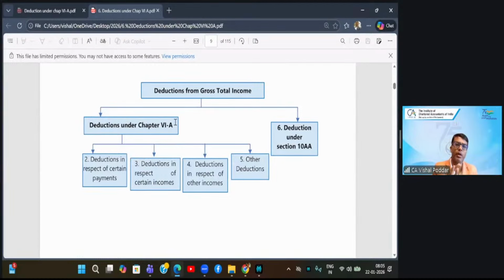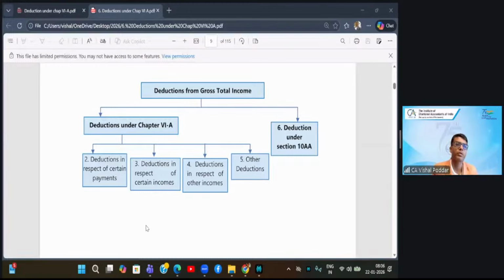So up to previous chapter, what we studied, we first studied different heads of income, then we studied clubbing, and then in the previous chapter, you studied that whenever there are losses, you will set off the loss, and then you will get the total of all 5 heads. That total of 5 heads is called as gross total income. Now, from this total, you will subtract deduction under chapter 6A and deduction under 10AA, what we are going to study in this chapter.